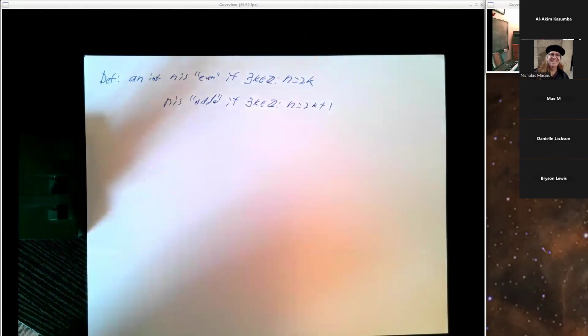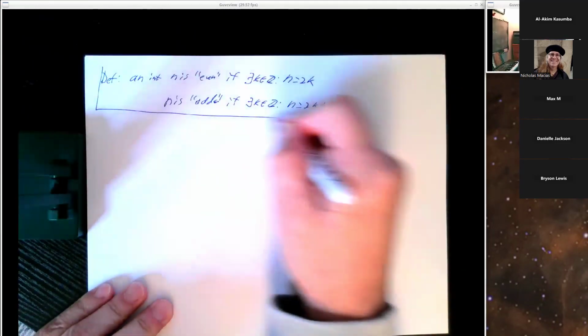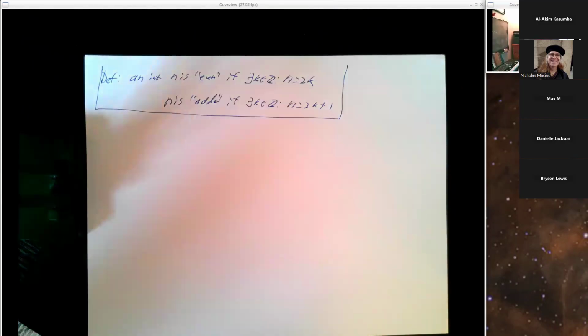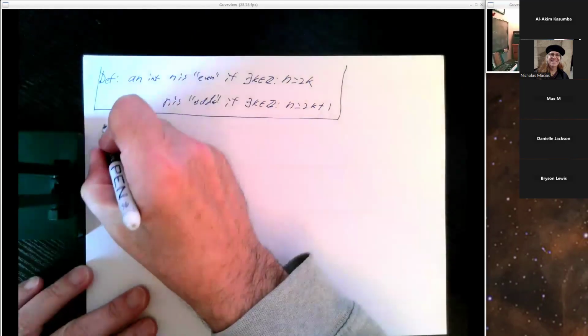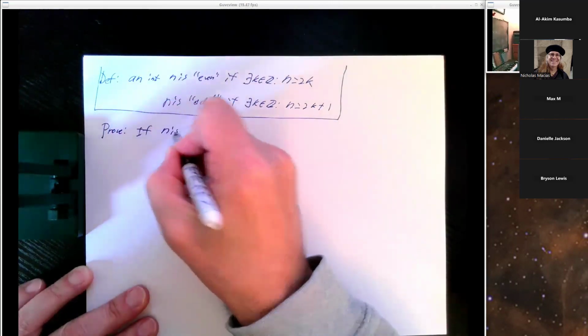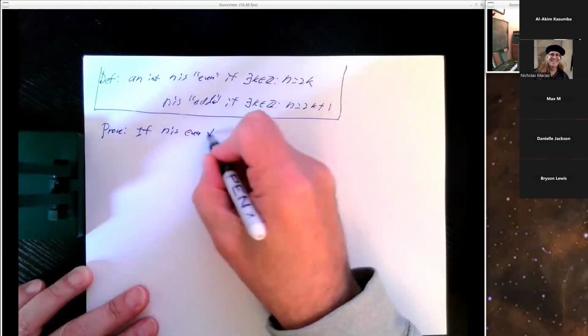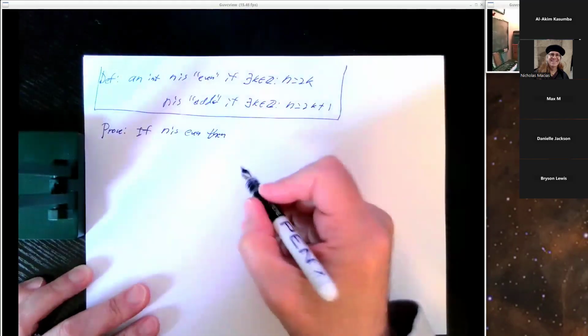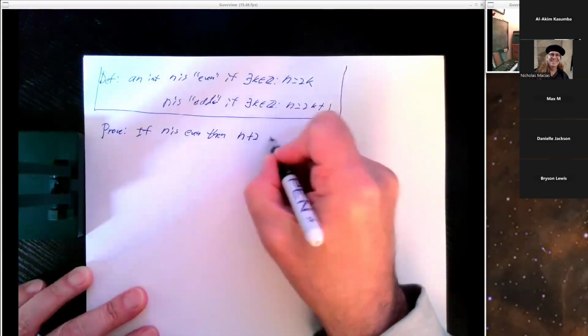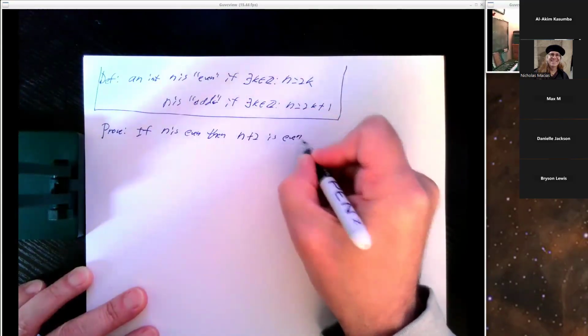All right, so for the next 20 minutes or so, we're going to just work with these two definitions and try to prove some things. So let's start with this. Prove if n is even, then n plus 2 is even.